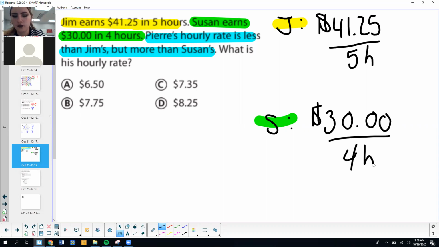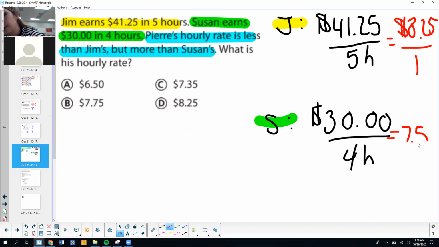So we're going to take 41.25 divided by 5. So I just took the top number divided by the bottom number so I could figure out what the unit rate is. So at this rate, he is making $8.25 in 1 hour. And then we're going to take Susan. 30 divided by 4 is going to give me 7.5. So $7.5 for 1 hour.